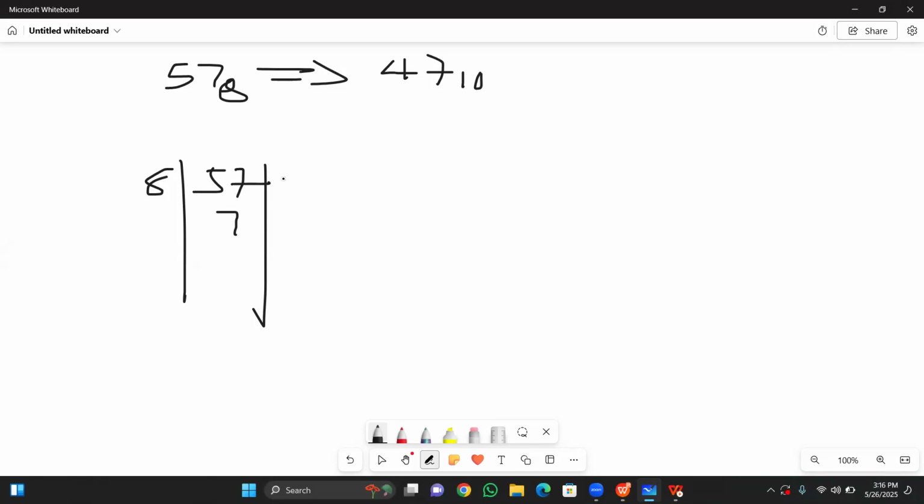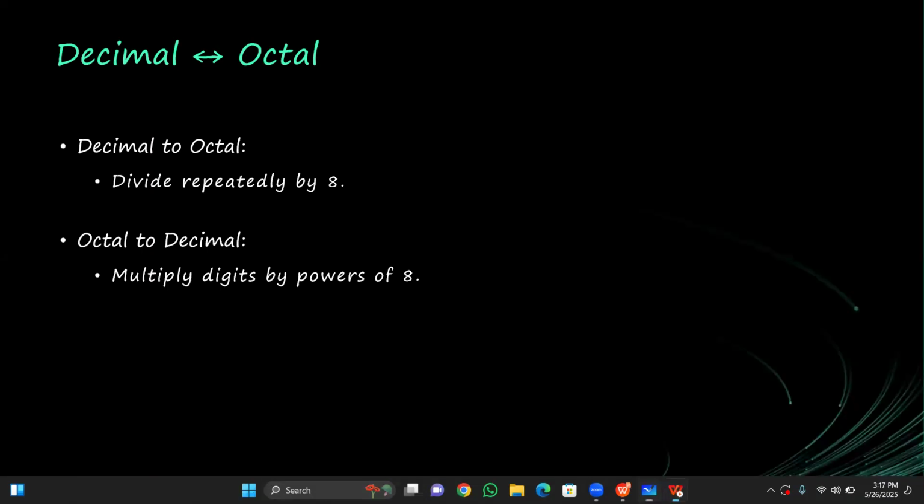So we have 8 times 7 will give us 56. So we are going to get 1, remainder 1. And 8 goes 7 will give us 0, remainder 7. Is it 57 that we did the other time that we got?